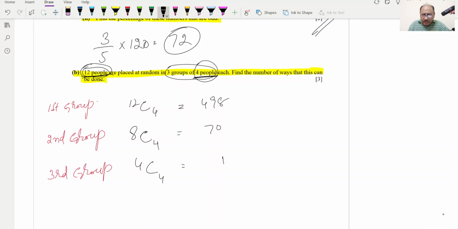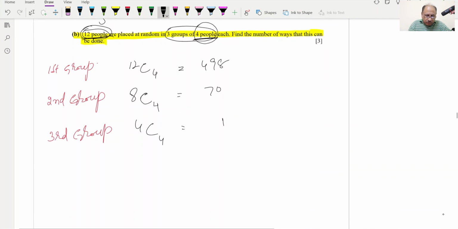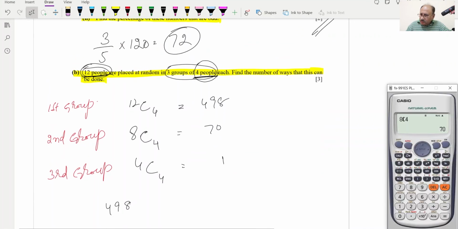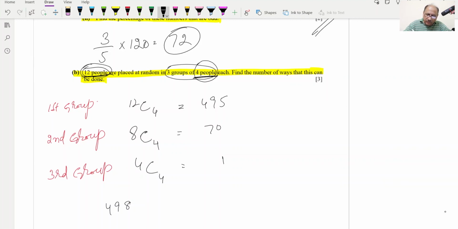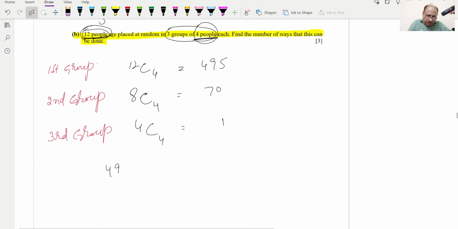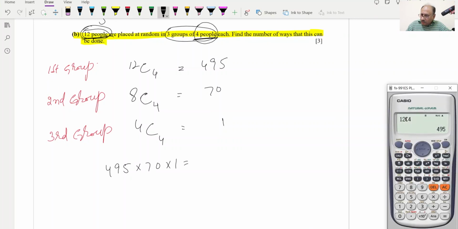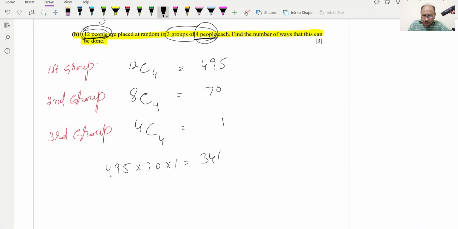So we can add them together, and this will be what? We do not add them together, we have to multiply them together. So 498, oh god, it should be different, so I will check again. 12 choose 4 is 495. So I'll correct this one, 495. And now we can multiply 495 multiplied by 70 multiplied by 1, which gives us 34650.